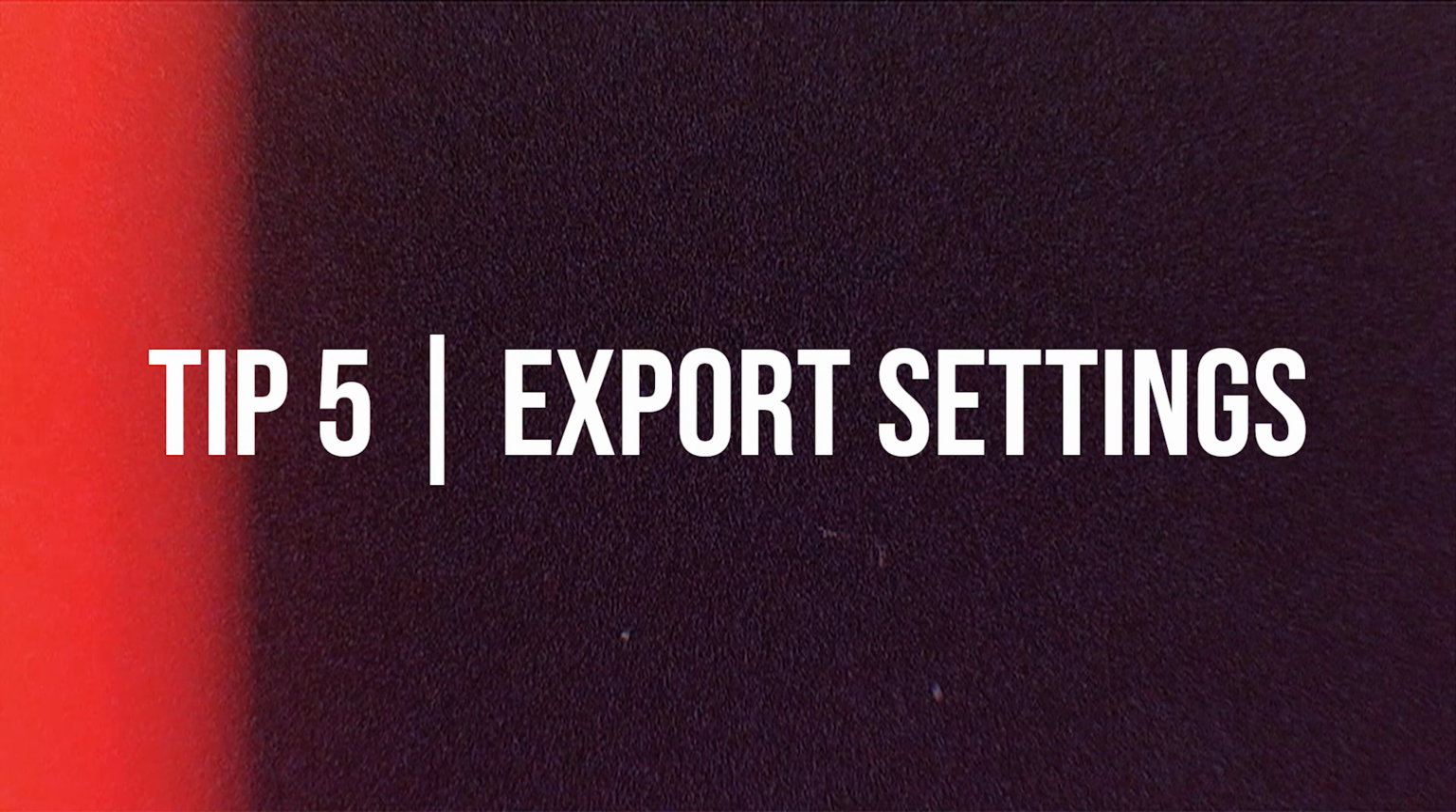The fifth and final tip is export settings. So as you guys know, all of my videos that I upload here on YouTube are uploaded in 4K. But as I just told you all, I edit all of my videos in a 1080p timeline. So how do I get my videos to be 4K? Well, it's easy. Exporting out my project is very simple.